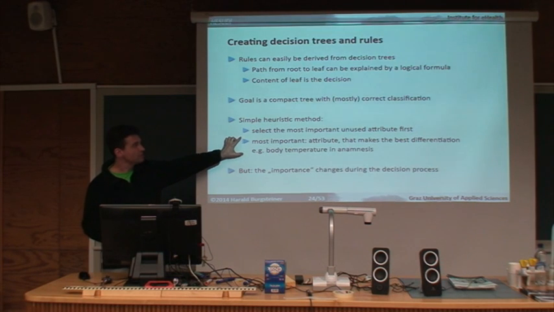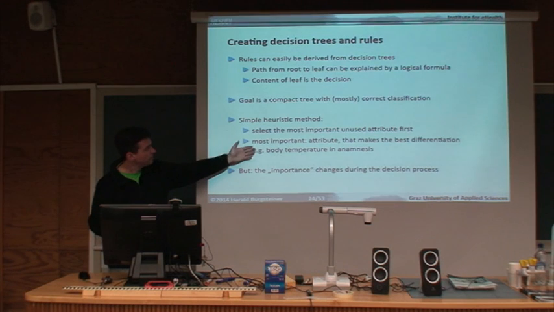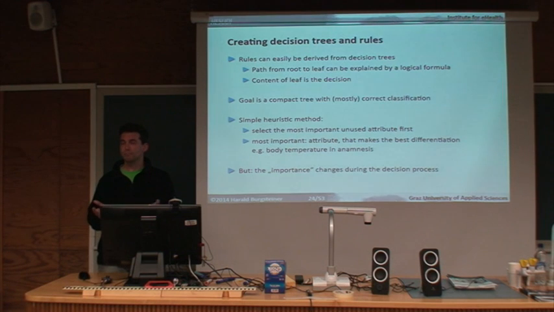The most important attribute is the one that makes the best differentiation for all the examples you have. So if you find one attribute where you can make a clear question, and all of the examples that say yes are on one side of the tree and all examples that say no are on the other side of the tree, you have found your best attribute. One example might be the body temperature in anesthesia. The patient comes to a physician and the physician measures the body temperature, and he realizes body temperature is above 37 degrees Celsius or something, then a clear decision: the patient is ill. If he's not ill, he might be looking for different parameters that could help him in his decision.